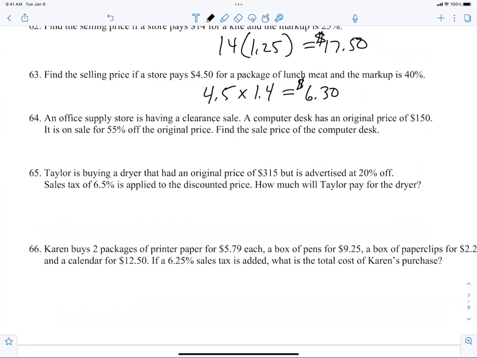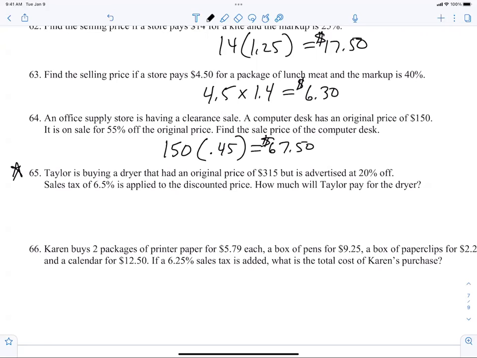Okay, 64. We got to do this one too. What are we thinking, guys? Nora, you want to do it? Do I have to read the problem? No, just tell me what to do. So it's 55% off, so you have to pay 45%. Good. 150 times 0.45. You're awesome. Aiden, I want you to get ready to do 65. $67.50. Perfect.